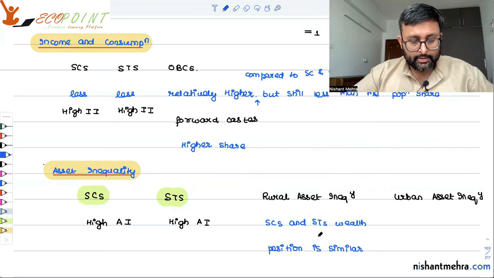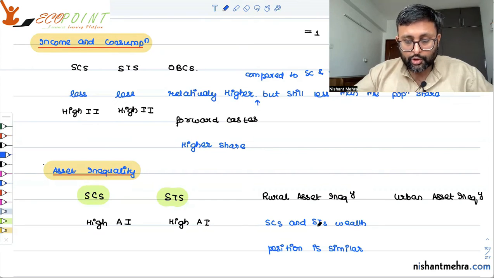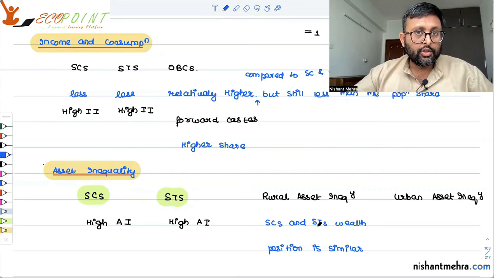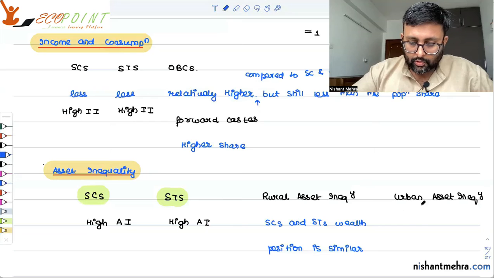But in urban areas, you look at this, the asset share upon population share, SCs have 0.42, while STs have 0.6 in 2002, while in 2012, it was 0.35 for SCs and it was 0.54 for STs. So STs are a little better in urban areas, right? But very different from the wealth position.